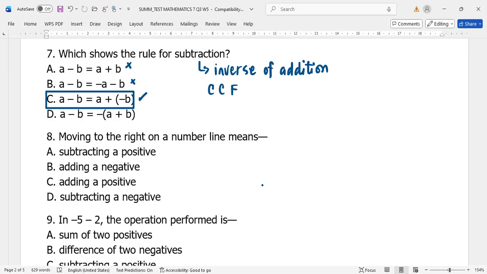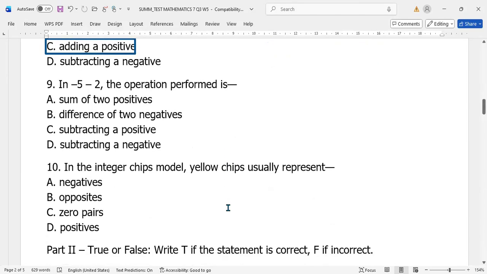Next, moving to the right on a number line means, okay, moving to the right. Okay, so this is positive. So that is adding a positive. Going to left, that is subtracting. In negative 2 minus 2, the operation performed is sum of two positive, difference of two negatives, subtracting a positive, subtracting a negative. Okay, so this one is subtracting a positive.